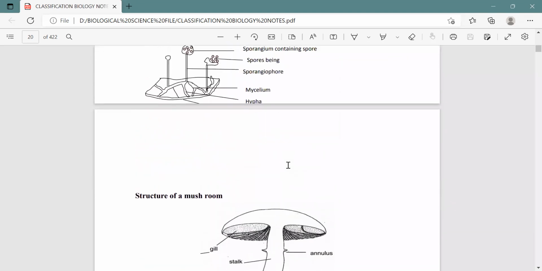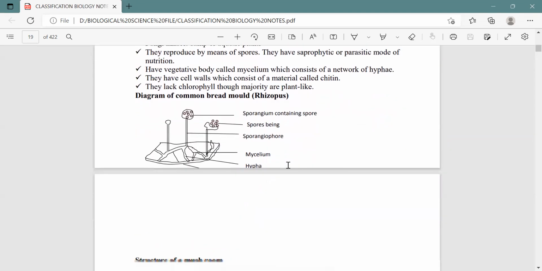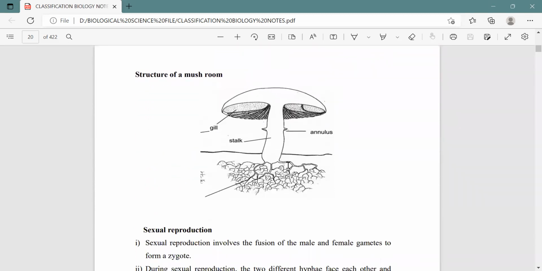The other one was Rhizopus, the bread mold. But now another fungal organism is this mushroom, which is common to all of us. But what we mainly see is the fruiting body.